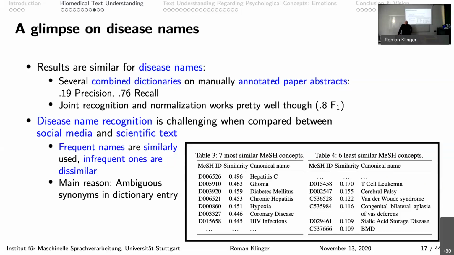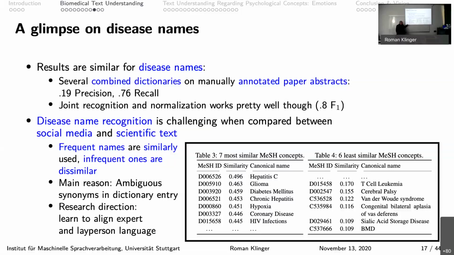The main reason is that there are ambiguous synonyms in some dictionary entries. That's mostly the case for diseases which do not have a very dominant meaning for realization. And synonyms are also used in different ways. So this also forms one research direction. We are currently preparing a project where we aim at learning to align expert and layperson language, and one use case there is disease names.